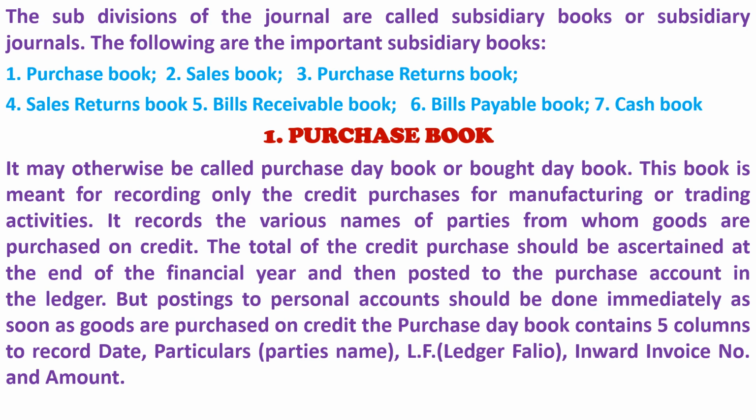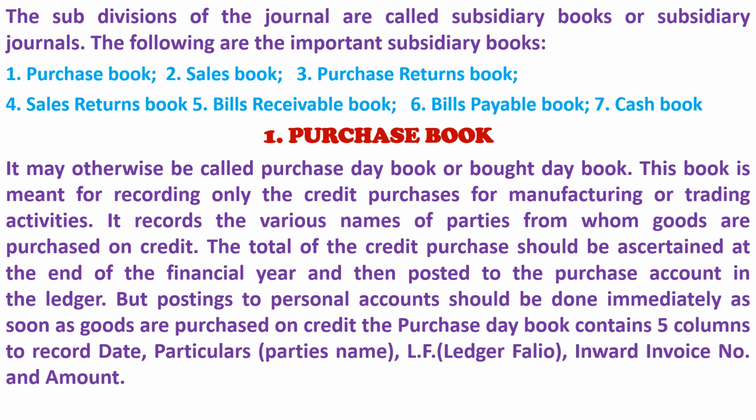1. Purchase book. It may otherwise be called purchase day book or bought day book. This book is meant for recording only the credit purchases for manufacturing or trading activities. It records the various names of parties from whom goods are purchased on credit. The total of the credit purchase should be ascertained at the end of the financial year and then posted to the purchase account in the ledger. But postings to personal accounts should be done immediately as soon as goods are purchased on credit.